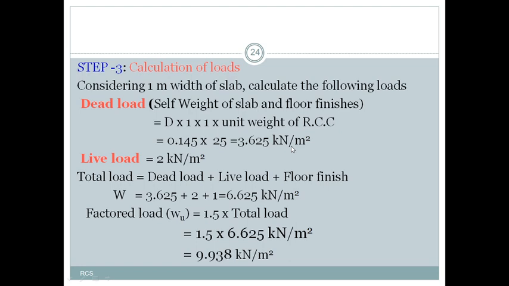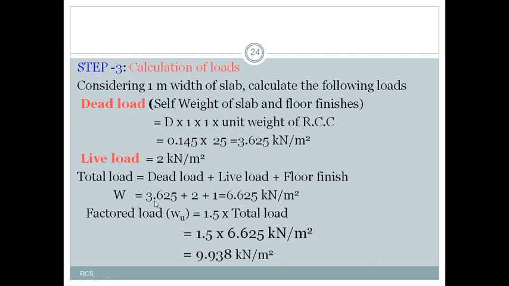But with respect to the beam we calculated load per meter length. Understood? You got the difference between beams and slabs for calculation of loads. For beams, we calculated the total load per unit length. Here, we have to calculate the loads per meter square area. After calculating the dead load, the live load given in the problem is 2 kN per meter square, and the total load will be dead load plus live load plus floor finish, which is given in the form of weathering course, that is 1 kN per meter square.